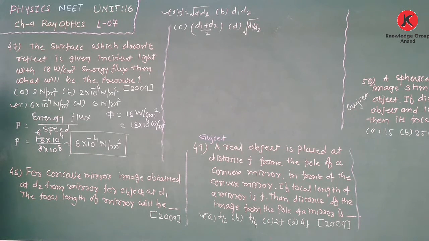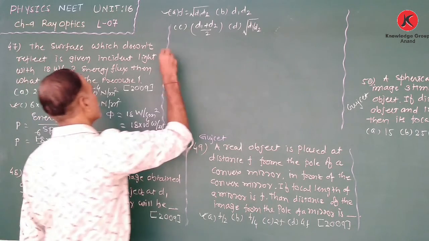Now next, for a concave mirror, the image is obtained at distance d2 from the mirror for an object at distance d1. The focal length of the mirror will be? Now, what it says is that one mirror is given. The object is placed at distance d1 and the image is obtained at distance d2 from the mirror. So what is the focal length? Here all the answers are given in terms of d1, d2, right? For that purpose, we use the mirror formula.